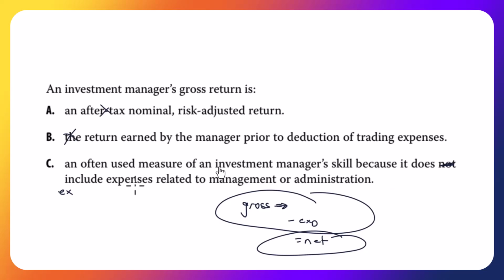Saying that it does not include expenses is technically wrong. Grammatically, it's wrong. And from a strict logical point of view, it is an incorrect statement, which would leave no answers. But we've already eliminated A and B. We know C is correct.